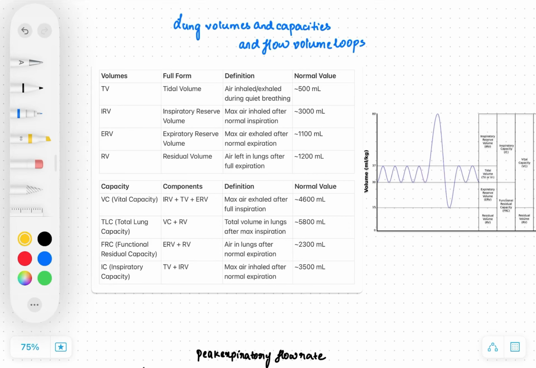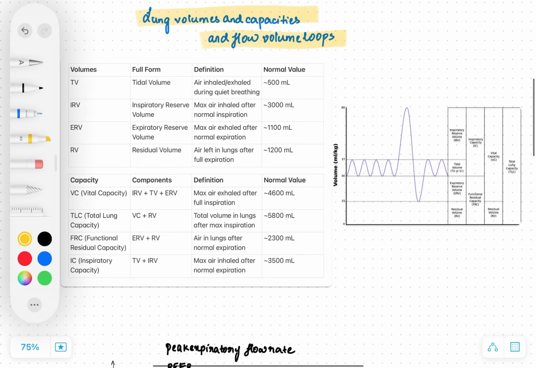Hello everyone, in this video we will be discussing lung volumes, lung capacities and flow volume loops. So coming to the lung volumes, tidal volume is the air inhaled or exhaled during quiet breathing. So this is the tidal volume. During quiet breathing we will have tidal volume, a normal inspiration and normal expiration.